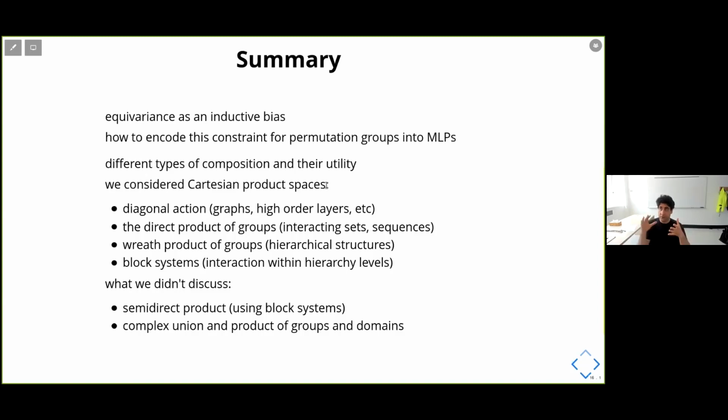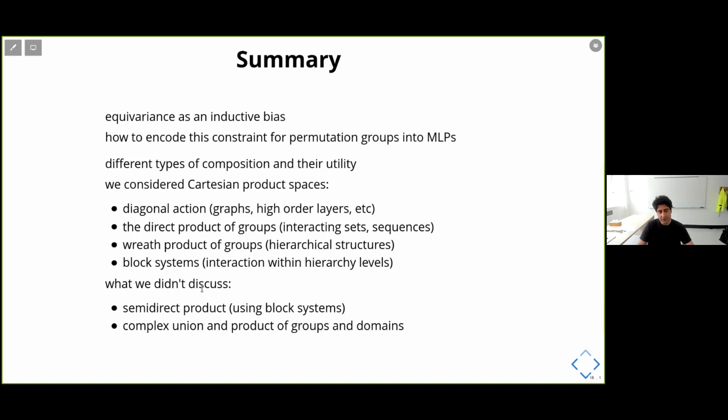So we considered the Cartesian product of spaces. And then we said, let's say the direct product of two groups is going to act on that Cartesian product of spaces, if we have a diagonal action, if we have a hierarchy, or if we have a block system. So all of these are acting on that Cartesian product of spaces. This block system could also be used to formalize semi-direct product. I did not talk about that. So for semi-direct product, we can also get the parameter sharing matrices. And we did that for the application to spherical signal processing.